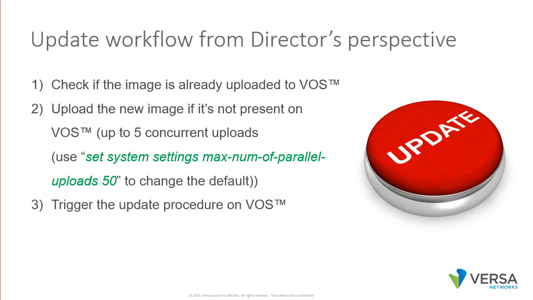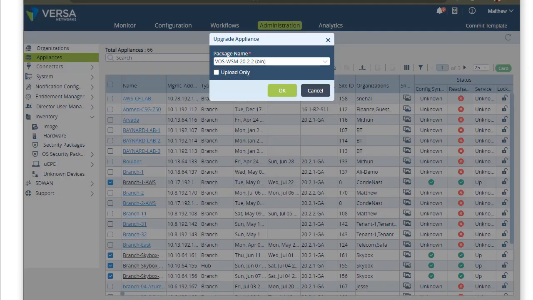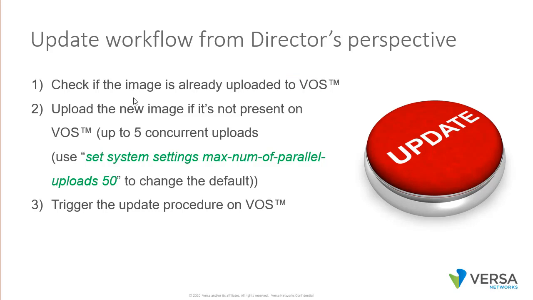First, when you click on the Update or Upgrade button on this menu and click OK, the first thing Director will do is log in to the Versa OS device and check if the image is already present on that device. It will check by comparing hashes of the image on the local storage and on the remote storage of the Versa OS. If the image already exists, it will just trigger the update procedure. If the image doesn't exist on the Versa OS device, it will upload it to the appliance first.